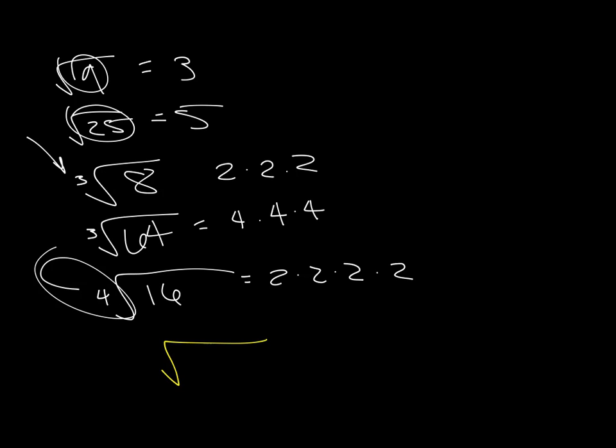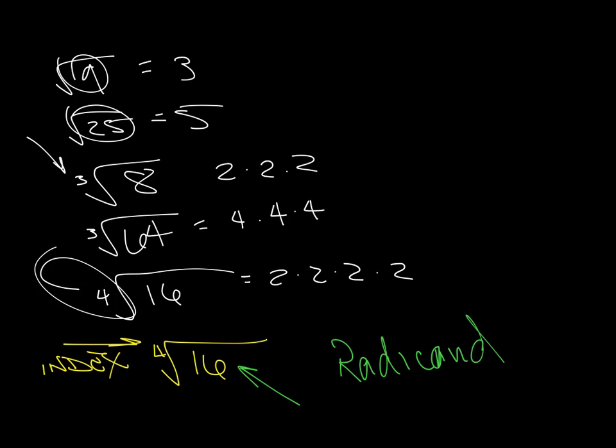But a couple things I want to bring to mind. This number right there is called the index. If there's not an index like that, you assume that it's a 2. You just don't write it on there. The number in here is called the radicand. So if you hear me say the radicand, or the index, you know what I'm talking about. And this little sign here is just called a radical sign.